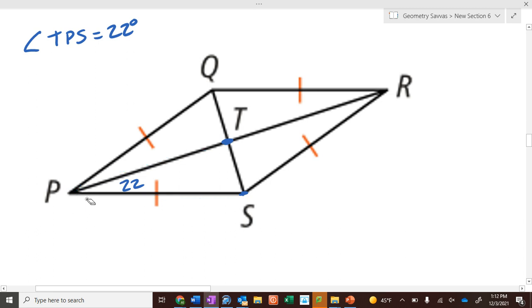There are some people in the other class that couldn't figure out that that's what that meant. Okay, we're halfway through geometry. You've got to know what things mean. Okay, so TPS is that.